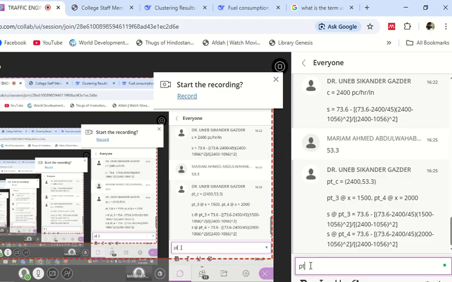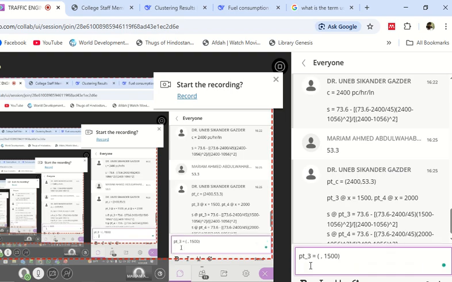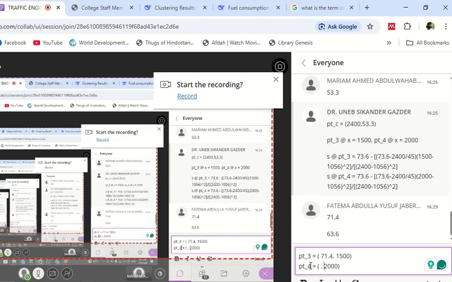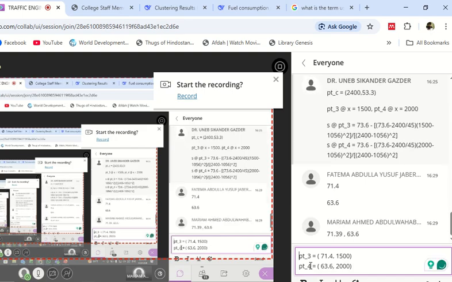So 0.3 will be the S value, which will give me 1500, and 0.4 will be the value at 2000. Okay, so this one is 71.4 and 63.6. Okay, so let me summarize the numbers.